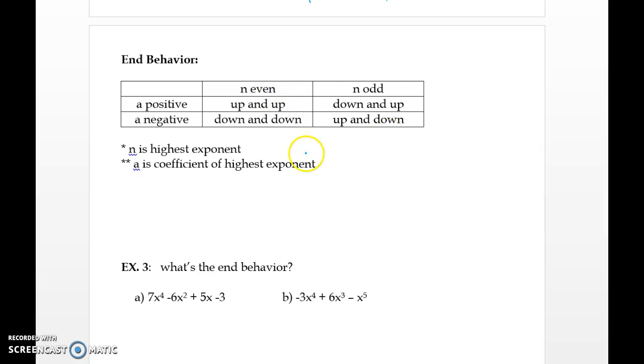So here, if n is your highest exponent, and a, which is your leading coefficient, that's the number in front of your highest exponent, if that a is positive, then the right-hand side, which is where your graph ends, will be positive. If your a is negative, the right-hand side of your graph will be negative. A determines what's going to happen at the very end at the right-hand side. And if n is even, they'll end the same way on both sides. If it's odd, they'll be opposite.